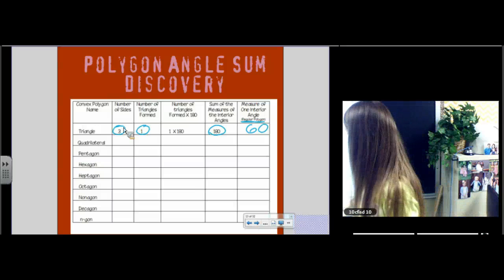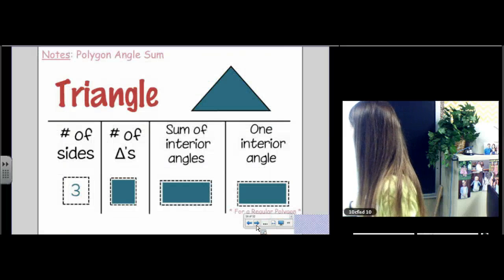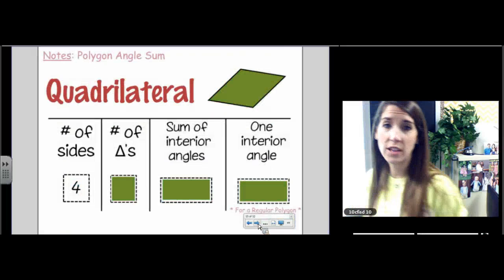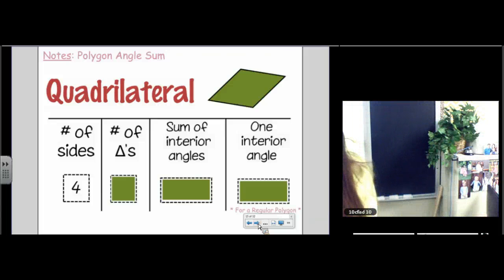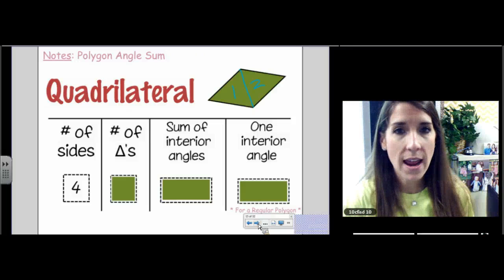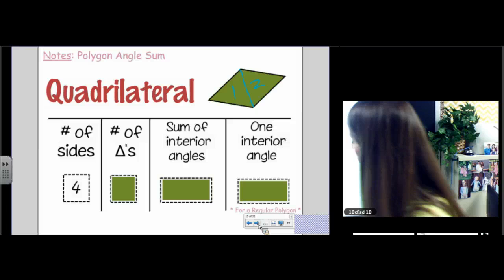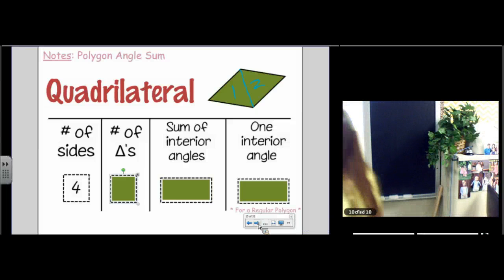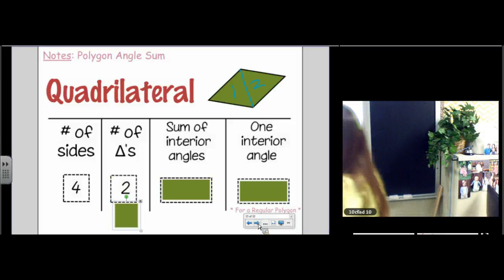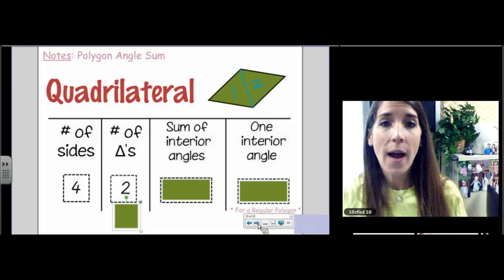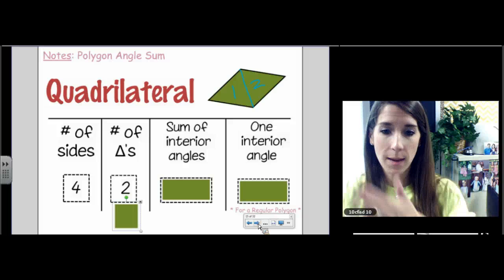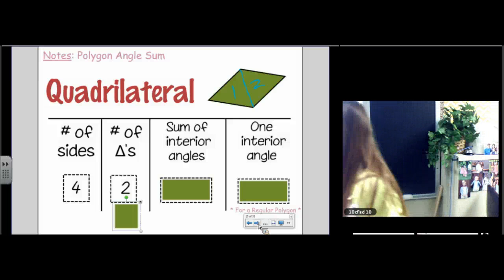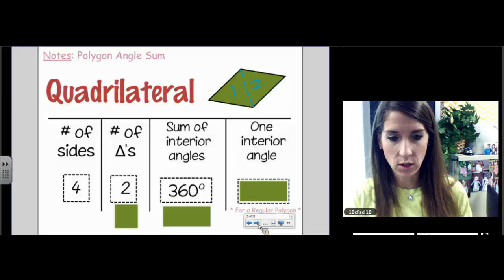Okay. So the next one on your list, so we already did that. The next one's a quadrilateral. So how you would go about this is you would say, I can divide a quadrilateral into 2 triangles, right? So it's got 4 sides and it has 2 triangles. So how many degrees would be inside a quadrilateral? Well, 2 times 180. So a quadrilateral would have 360 degrees.